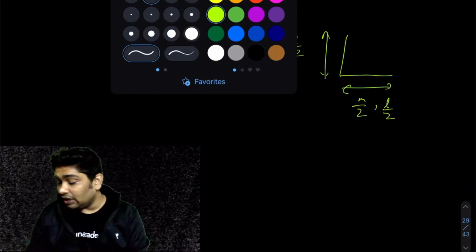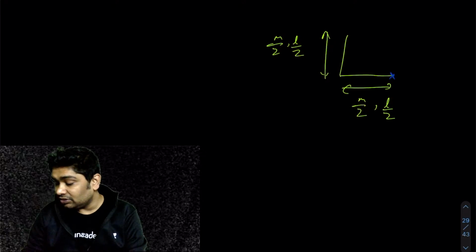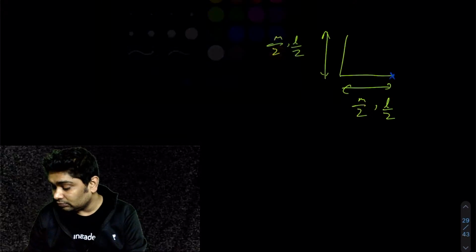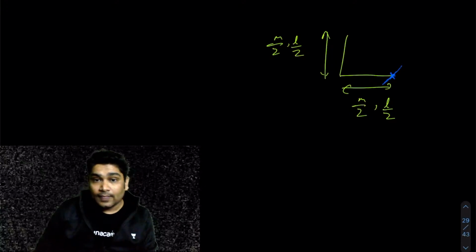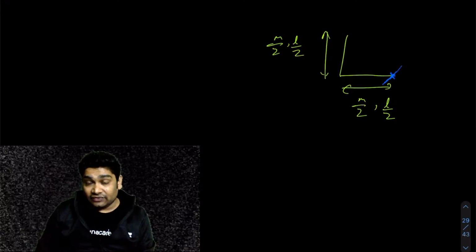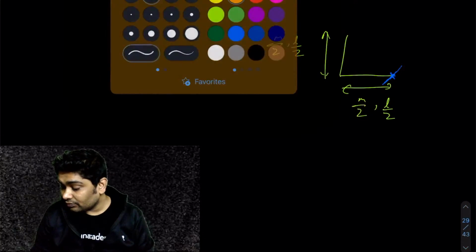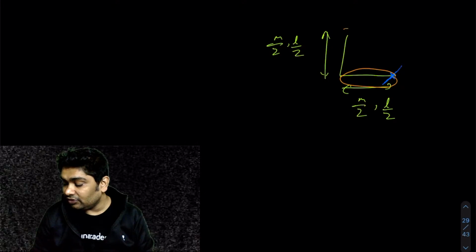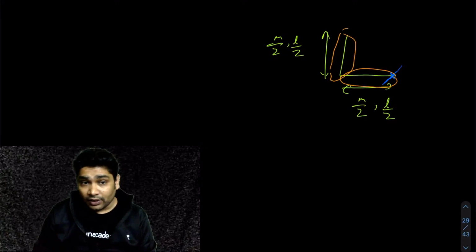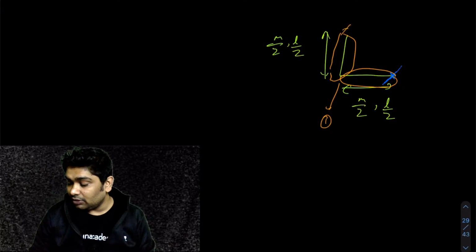Now imagine you had an axis passing through this end. The axis is perpendicular to this. So about the axis, first I need to calculate the moment of inertia of this part, and then I need to calculate the moment of inertia of this part. Let's call this part number 1. Let's call this part number 2.